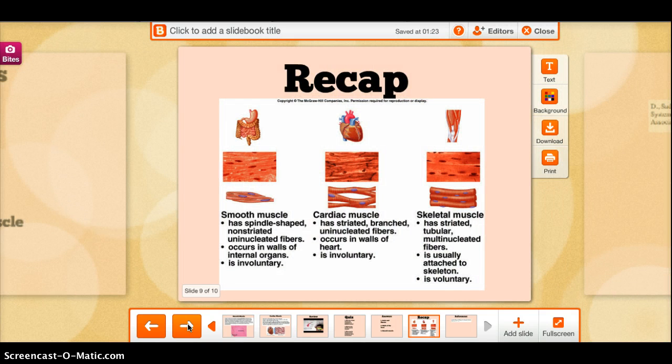So to conclude, we're going to recap on the 3 types of muscle in the body. Smooth muscle does not contain striation, and it occurs usually in the walls of internal organs, and it is involuntary. The cardiac muscle has striation. It occurs in the walls of the heart, and it is involuntary. And finally, the skeletal muscle has striation. It's usually attached to the skeleton, and it is voluntary.